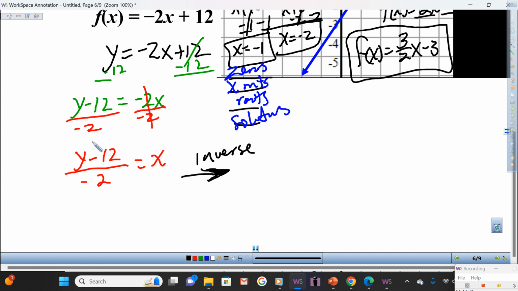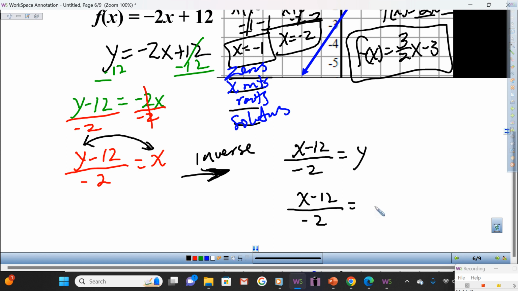That's the last step. Swap the variables, yes? So we end up with x minus 12 over negative 2 equals y. Now it's an inverse, but we need it in what notation? Function, right? So x minus 12 over negative 2 equals f of x. But in order to know that it's the inverse, we put a little negative 1 on top like that.